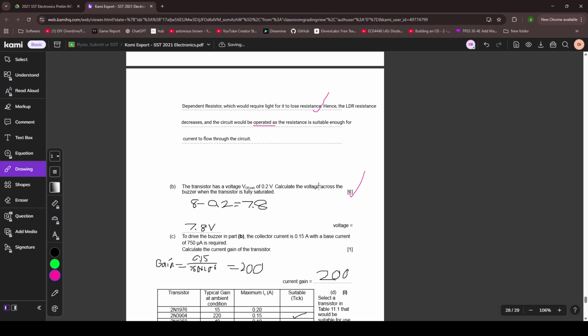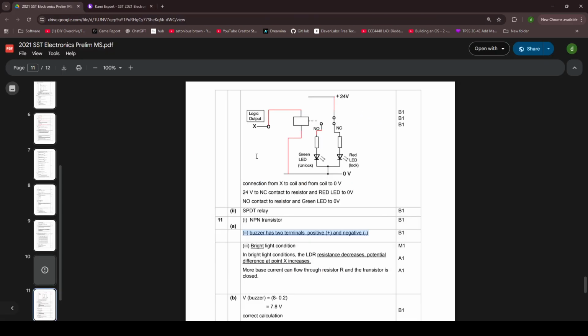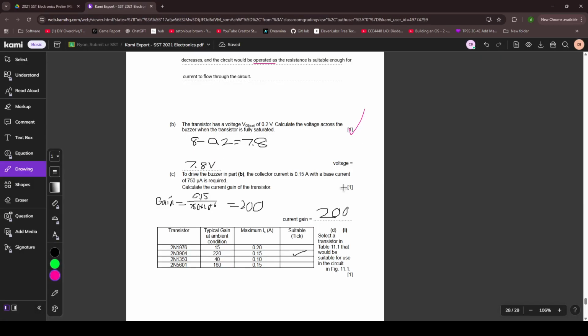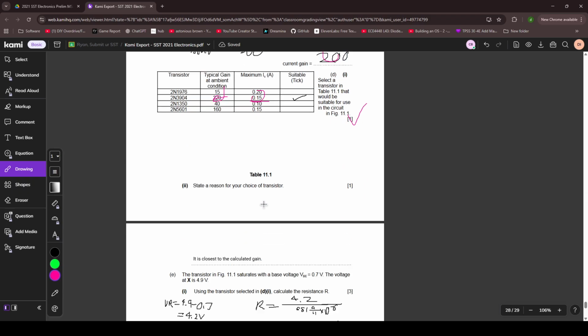To drive the buzzer in part B, the collector current is 0.15 amps, and the base current is 750 microamps. Calculate the current gain. Current gain is IC over IB, so you just plug in the values. Select a transistor from this table that would be suitable for that. Maximum IC, the current gain. You just look at the values. Oh, this is closest. That's all you have to do.